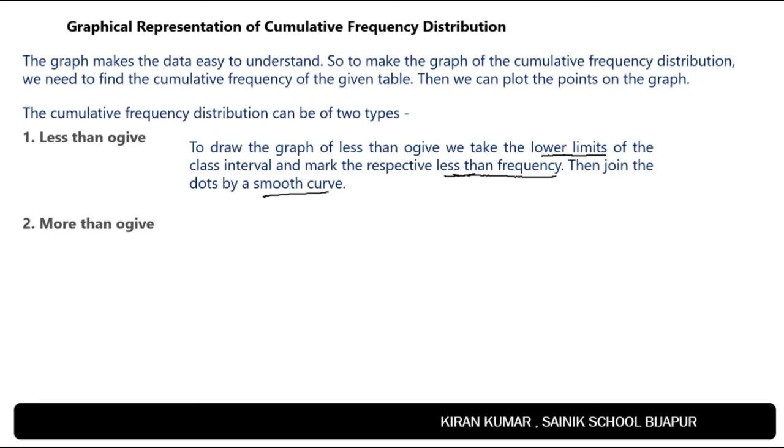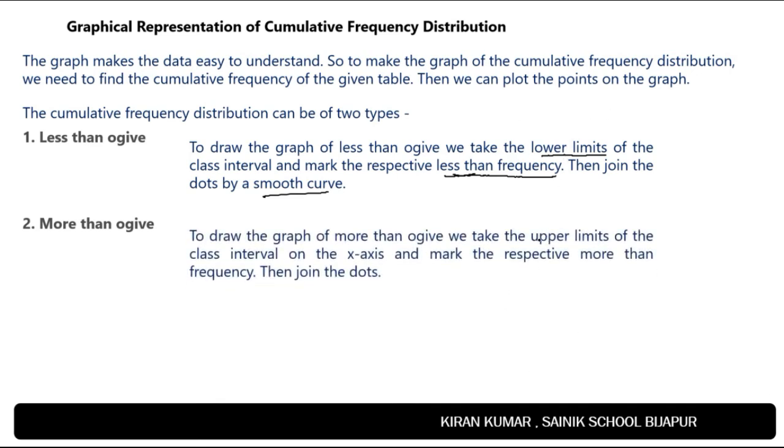The second type is called a more than ogive. In the previous case we used the lower limit; in this case we use the upper limit. So we consider all the upper limits of the class intervals on the x-axis, and the respective frequencies we plot, and we connect them with a smooth curve. Let's try and understand with an example.